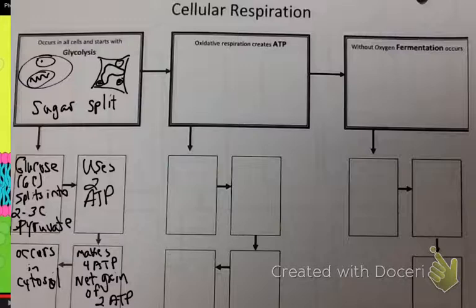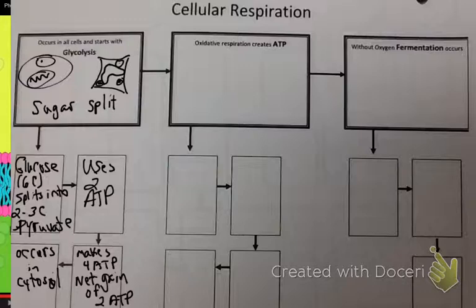So this does occur in the cytosol, more correct, which is the correct form. Y'all have always heard it as the cytoplasm. So this occurs outside of the mitochondria. So cytosol is the liquid that's in between the mitochondria and the cell membrane.